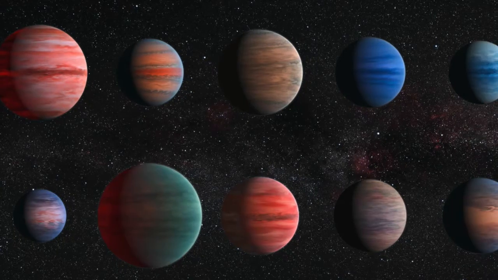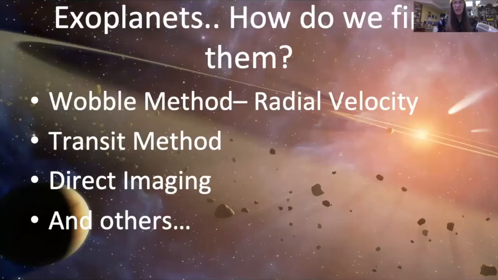So how do we find exoplanets? There are three main methods that I'm going to be talking about today. One, the wobble method, two, the transit method, and three, direct imaging. There are other ways we can detect exoplanets, but I'm not going to talk about them today.